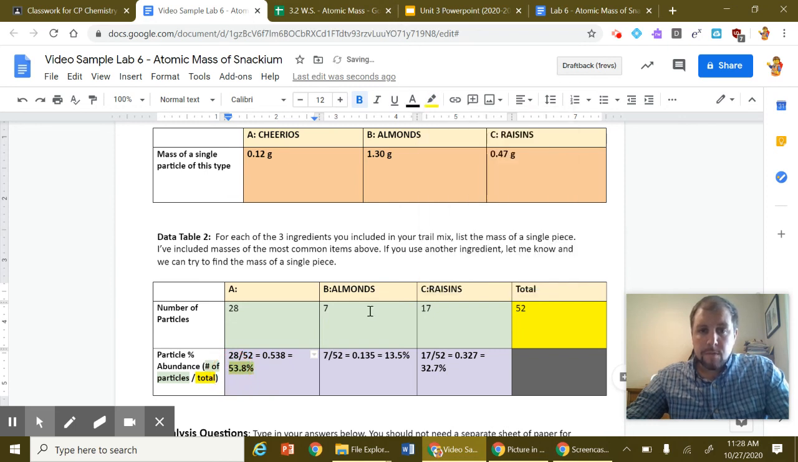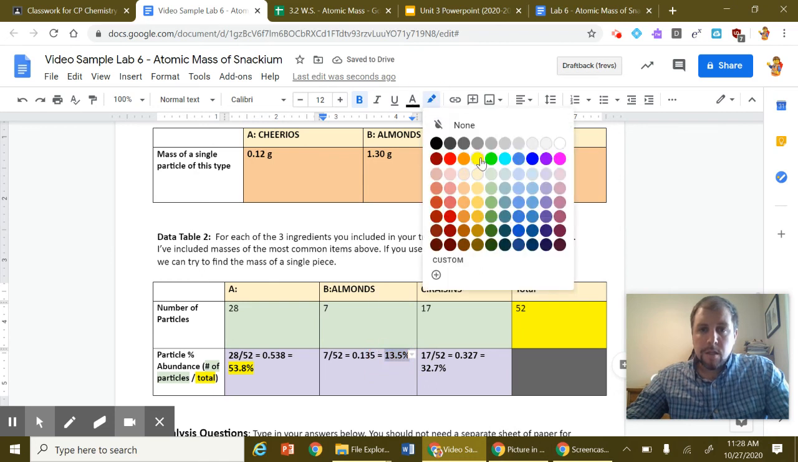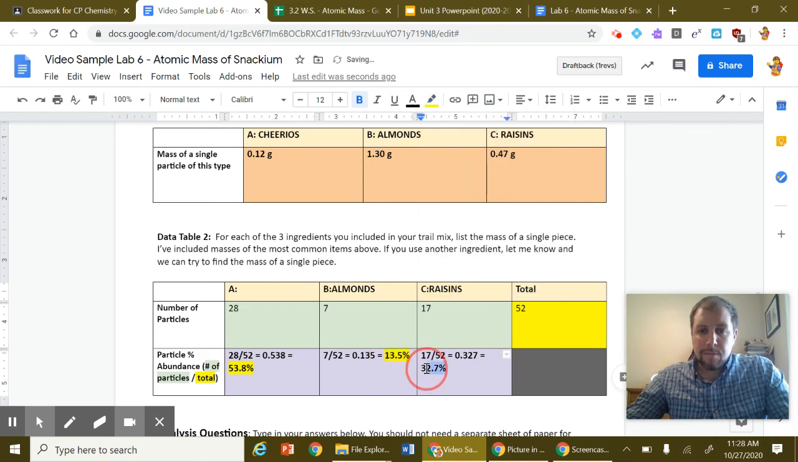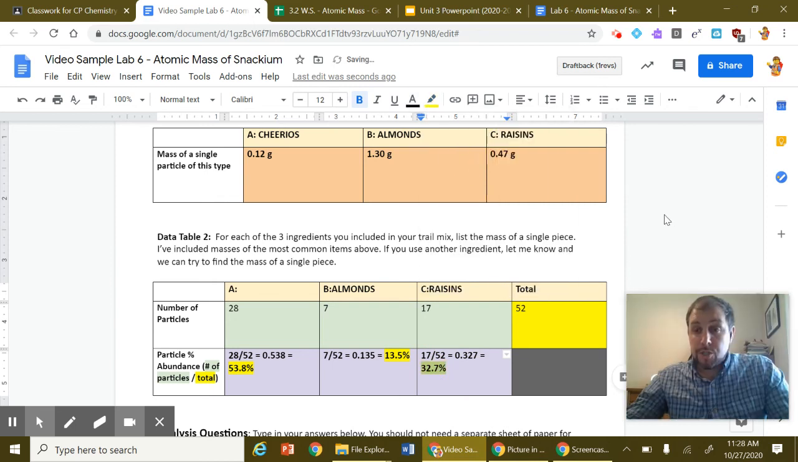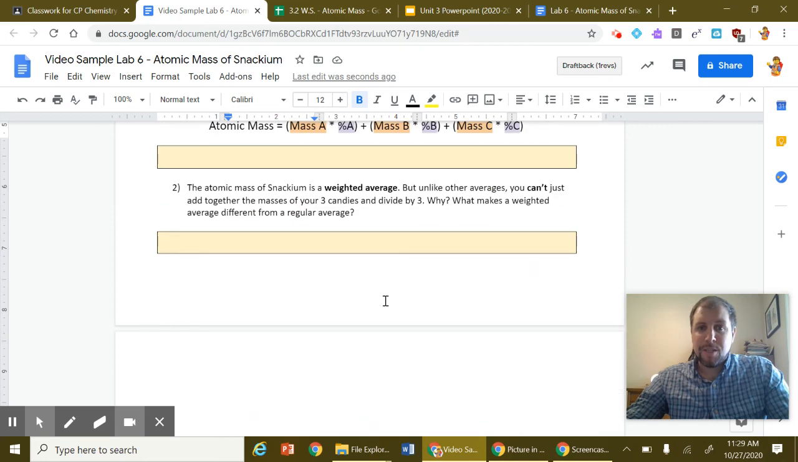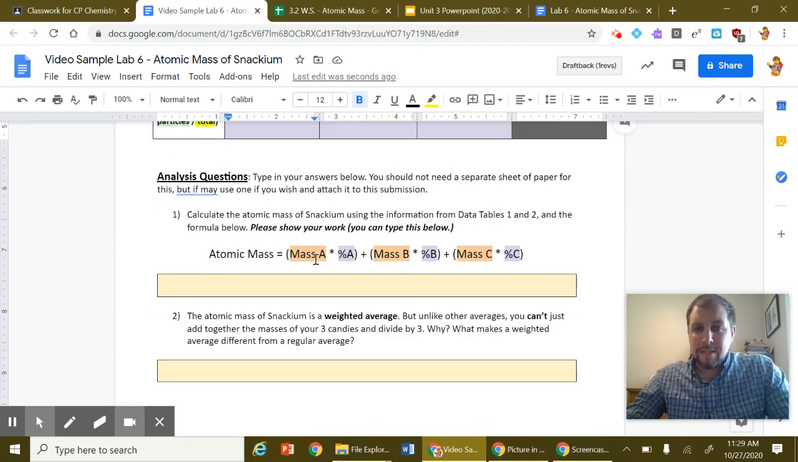Okay, great. So now you have the mass of each of your samples, and you have what percent each piece of snack item takes up in your overall snack mix. With these two values, the mass of each isotope and its percent, you can calculate the atomic mass. Using this formula, the atomic mass equals the mass of the first item times its percent, plus the mass of the second item times its percent, plus the mass of the third item times its percent.